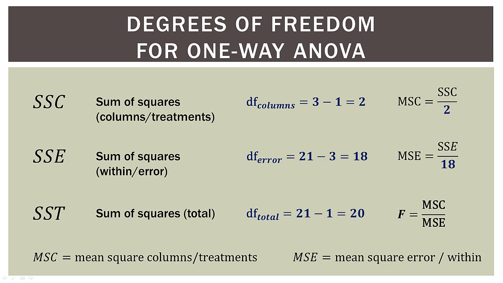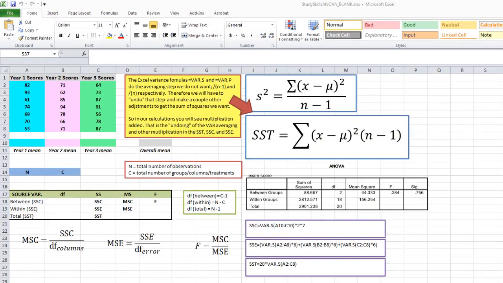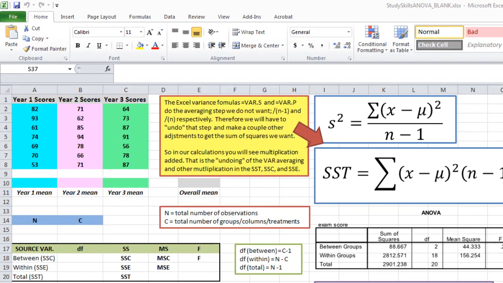Now let's go ahead and go into Excel and figure out the SSC and the SSE, which will allow us to find the MSC and the MSE that we need to do this problem. So here we are in Excel where we're going to do our hand calculation of this ANOVA problem. But before I give you a tour of our spreadsheet here, I want to draw your attention to the yellow box up here at the top.